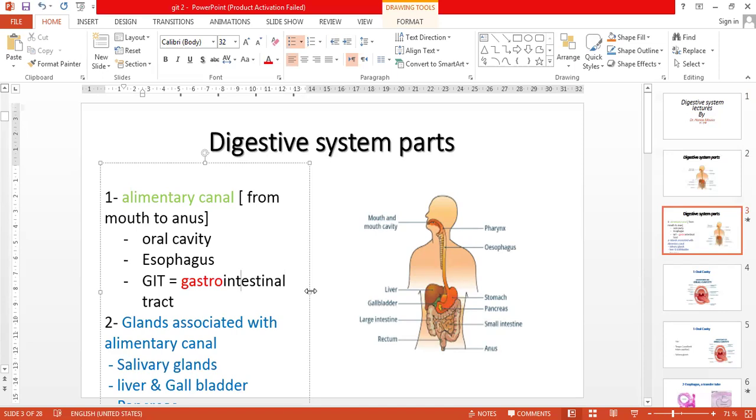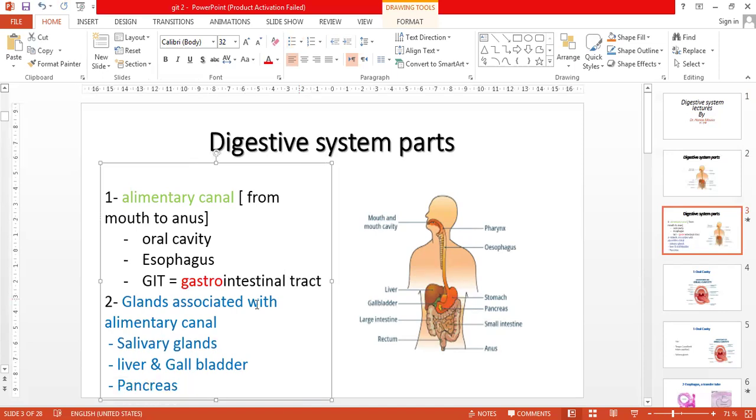The second part of the digestive system is the glands associated with the alimentary canal, which include the salivary glands, which are located in the oral cavity, the liver and the gallbladder in the abdomen, and the pancreas also in the abdomen.